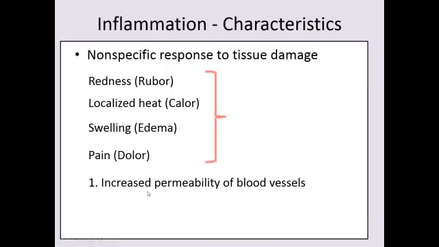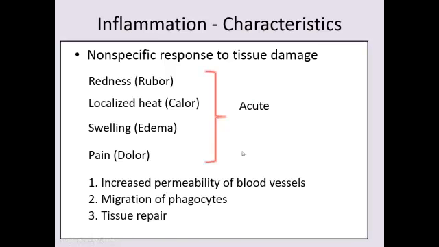Now, the real reason for the permeability of the blood vessels is to aid in the migration of phagocytes out of the blood vessels into the tissues where the tissue damage is happening. Now, eventually, after the phagocytes have cleaned up all the damage, inflammation leads to tissue repair. Now, inflammation comes in two kinds. Acute, which is a very brief response to tissue damage. Permeability of the blood vessels, you get the phagocytes in, they clean up the pathogens, they clean up dead cells, and then you move on to tissue repair.